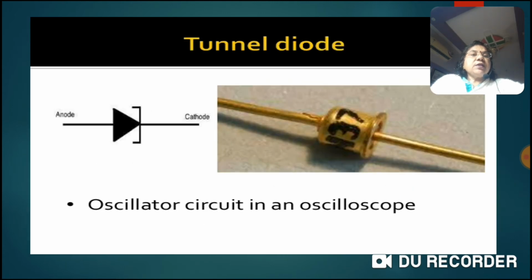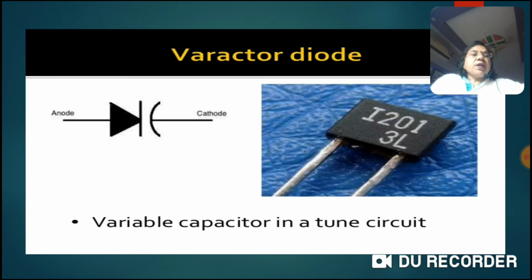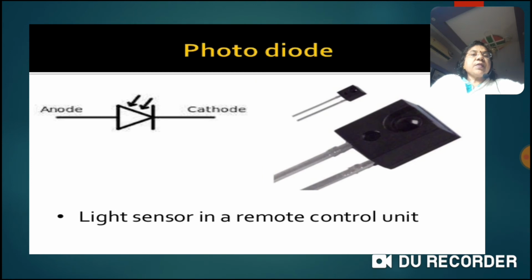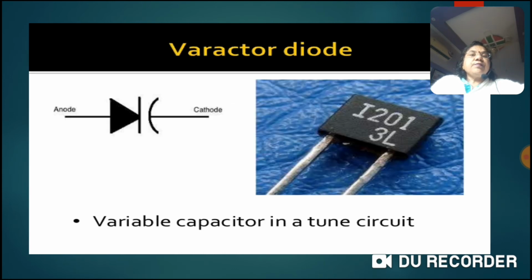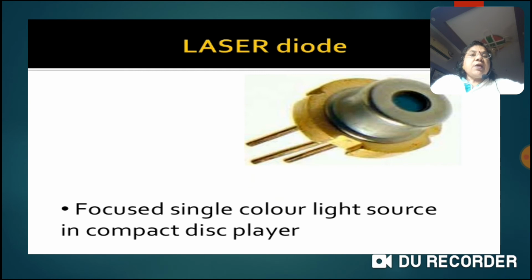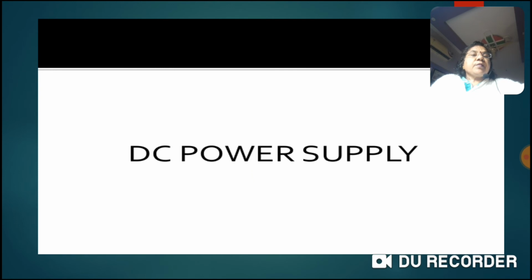Then tunnel diodes. They are used in oscillator circuits. Then this is a varactor diode. It is a variable capacitor in a tuned circuit. Now it is a photodiode. The resistance of the photodiode depends upon the light falling on it, so it is used as a light sensor in a remote control unit. Now the varactor diode: its resistance depends upon the variable voltage, so it is used as a variable capacitor in a tuned circuit. Now it is a laser diode. It is a focused single color light source in a compact disc player.